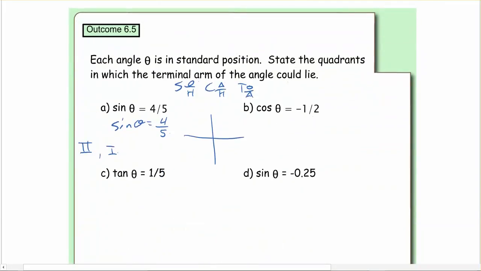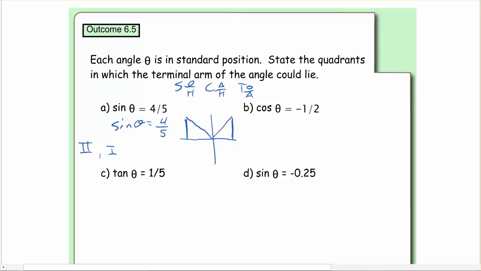The other way of thinking about it is actually thinking about what's happening. Your opposite is going to be positive. So if I drew a triangle, that means my opposite side is going to be above the x-axis here, and it would also be above the x-axis here, right? Both those situations. So quadrant 1 and quadrant 2. So that's what's actually happening there. If it was negative, then it would be below the line, and it'd be down here.